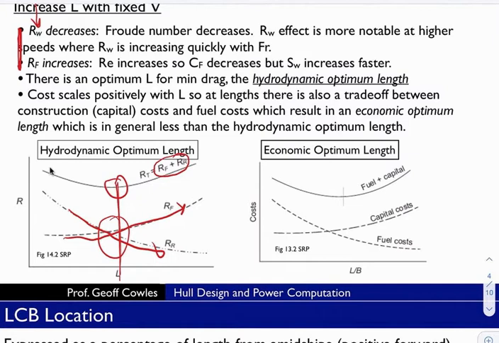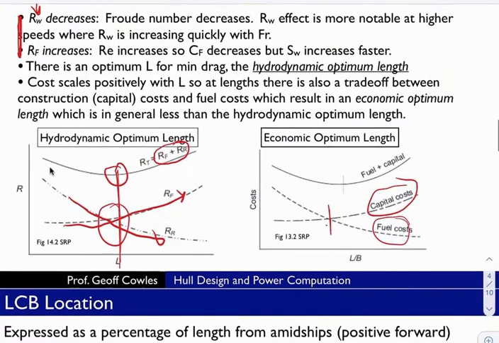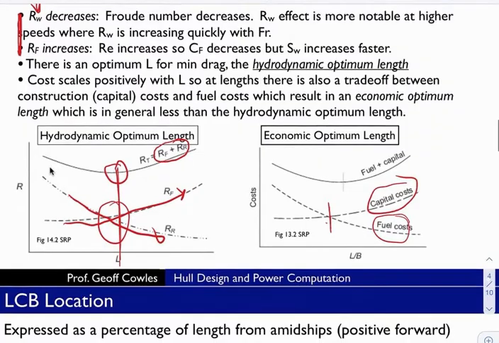And this results in a similar kind of trade-off where you have capital costs, or you think about this as construction costs, going up with length, fuel costs coming down with length, resulting in some optimum. And generally speaking, this economic optimum length is shorter than the hydrodynamic optimum length, and becomes sort of the constraining factor.